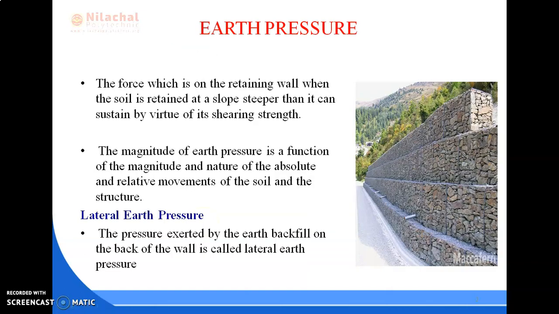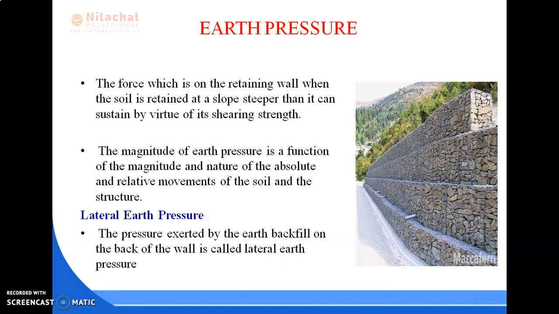Let's first discuss what is earth pressure. The force which is on the retaining wall when the soil is retained at a slope steeper than it can sustain by virtue of its shearing strength. The magnitude of earth pressure is a function of the magnitude and nature of the absolute and relative movements of the soil and the structure. So this is the earth pressure.